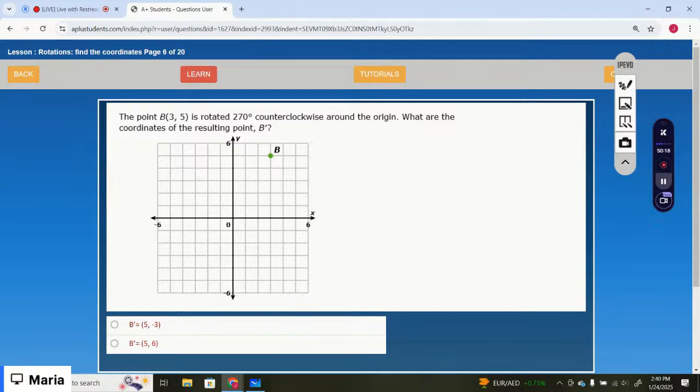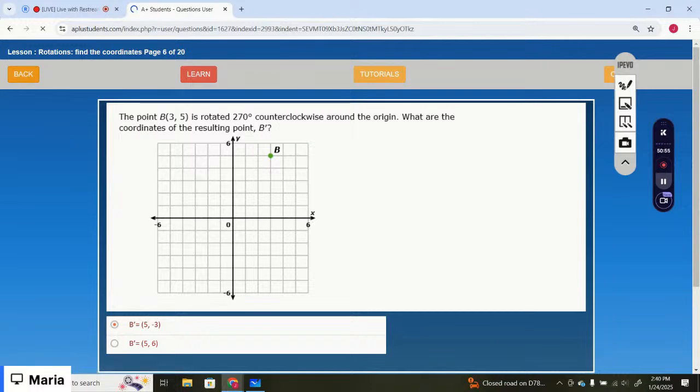The point B 3, 5 is rotated 270-degree counterclockwise around the origin. What are the coordinates of the resulting point B dash? The new coordinates are -5 and -3. Option number 1 is the correct option.